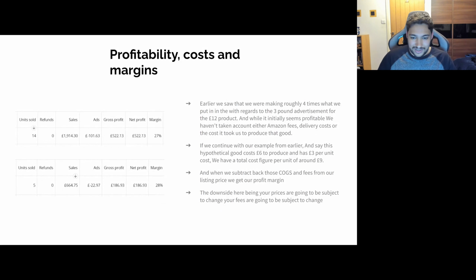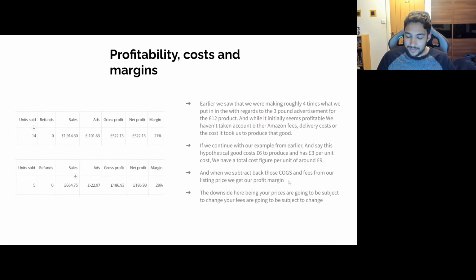If we continue our example from earlier and say this hypothetical good costs, say, £6 to produce and has a cost of goods sold of £3 per unit, we're spending about £9 for every £12 sale. Then we subtract that from our listing price, and we get our margin. Now this is something very important to consider when putting down your targets.